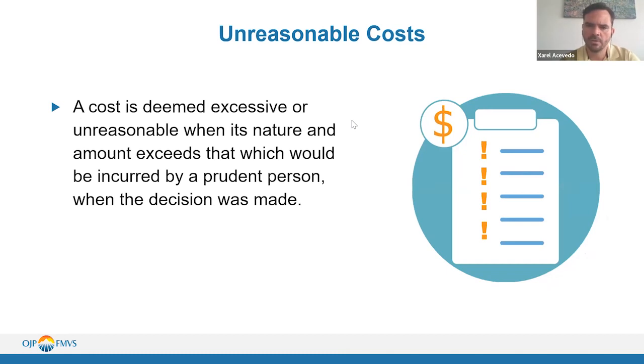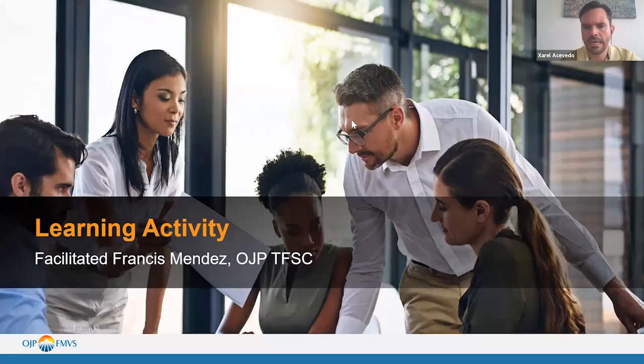All right, and then we have unreasonable cost. These are those that are deemed excessive or unreasonable when its nature and amount exceeds that which would be incurred by a prudent person when the decision was made. We like to say here, if you wouldn't do it with your own personal money, then it's probably unreasonable. Okay. All right. So that concludes my part. I'm going to leave you with Francis Mendez for the learning activity.